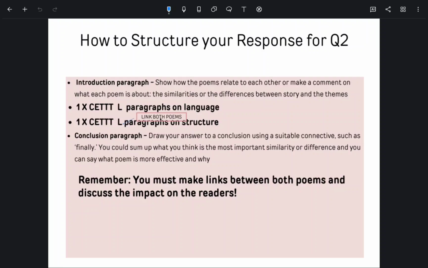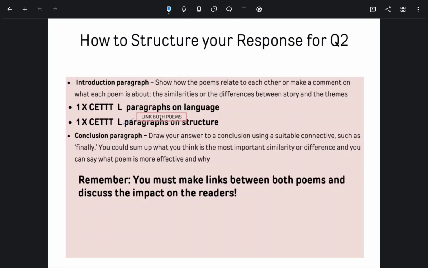So you need to have an introduction paragraph, and you show how the poems relate to each other, or make a comment on what each poem is about, the similarities or the differences between the story and the themes. So you're looking at one CETTL paragraph on language and one CETTL paragraph on structure. Remember, the L stands for link. So you link both poems.